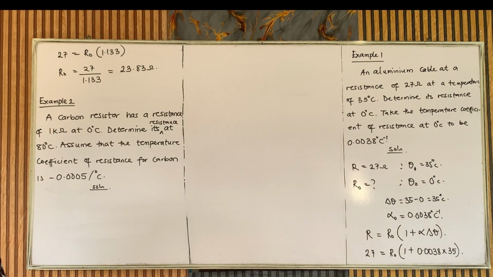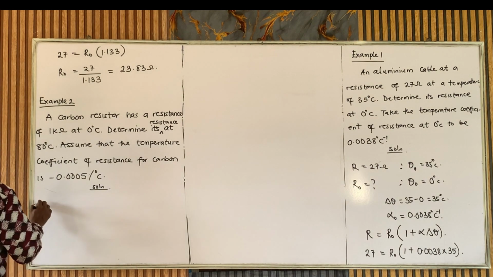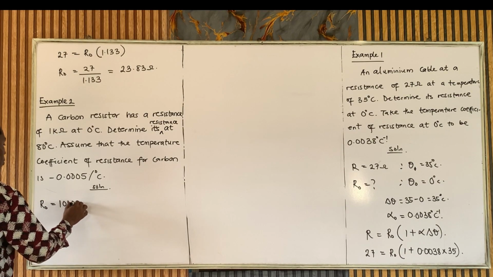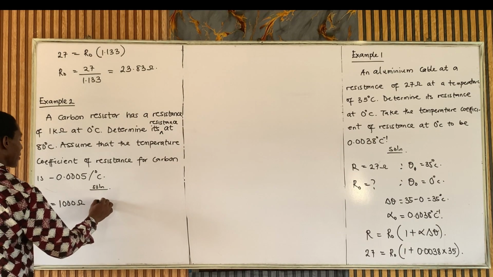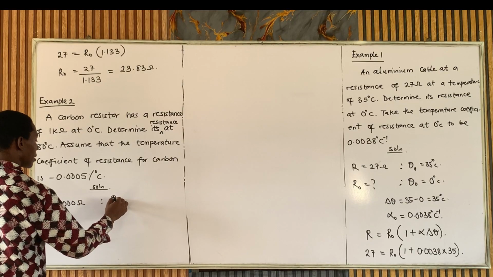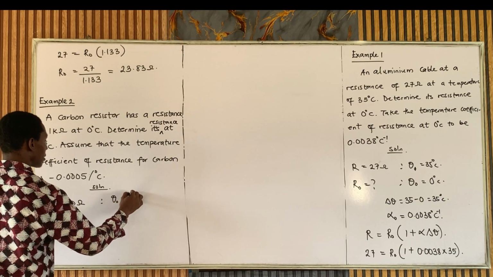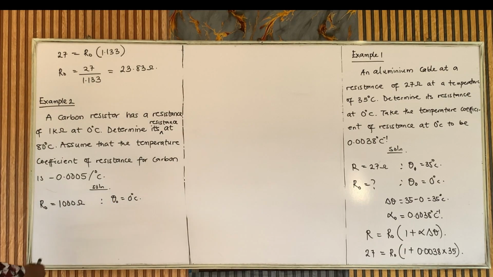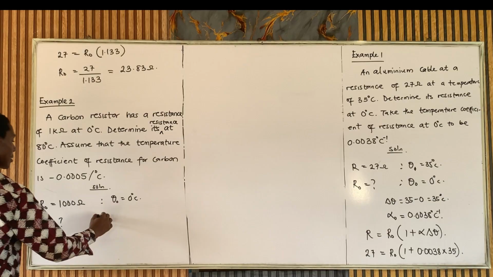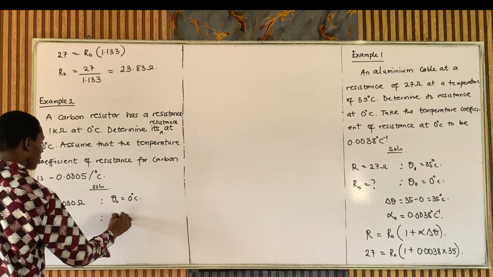Example 2. A carbon resistor has a resistance of 1 kilo ohm at 0 degrees C. And so the resistance R naught is 1 kilo ohm, that's 1000 ohm at 0 degrees C. That's our theta naught, 0 degrees C. Determine its resistance at 80 degrees C. So we're looking for the R at temperature of 80 degrees C.